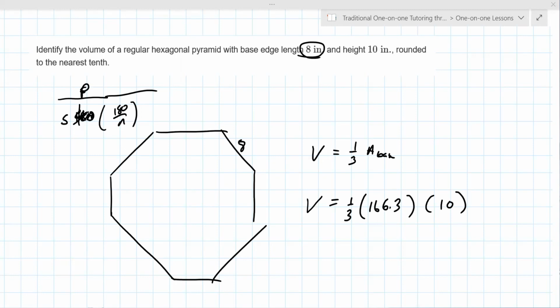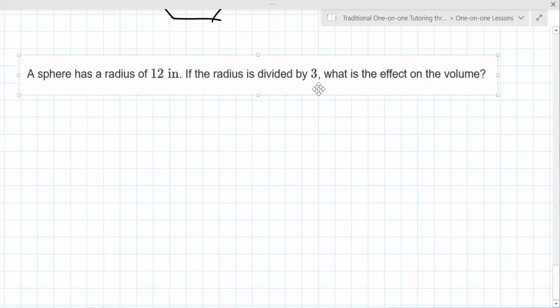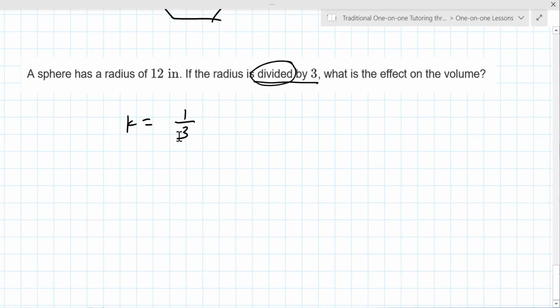All right, so next question here, I want you to identify the value of K first. Let me snip it in. What is the value of K here? The value of K is 3. What does that word mean? Divided. Okay, so that means K is 1/3. Yes. Okay, so for volume, what do we do to K? We cube it. So we have to cube 1 and cube 3. What does that become? 1/27. Yes.